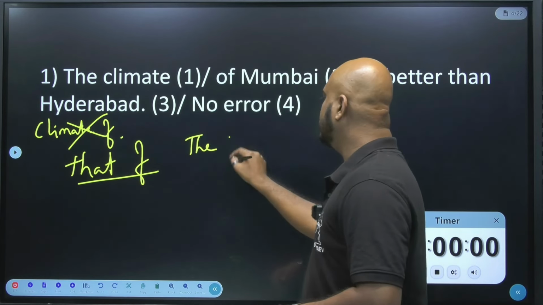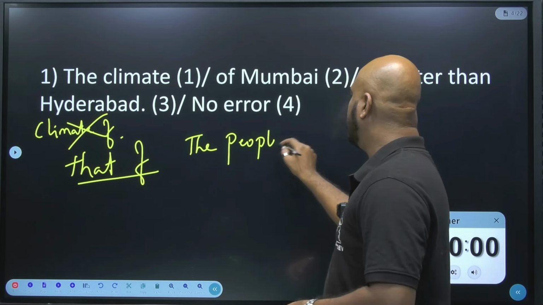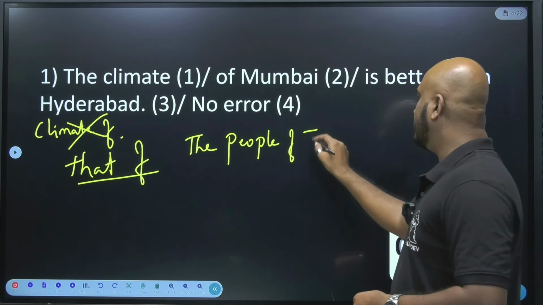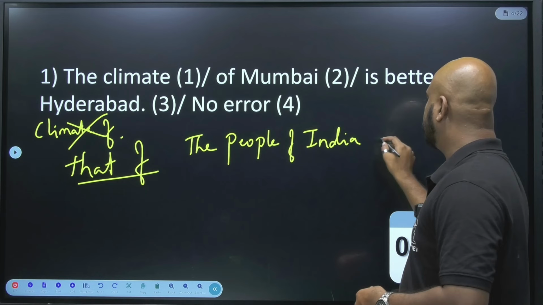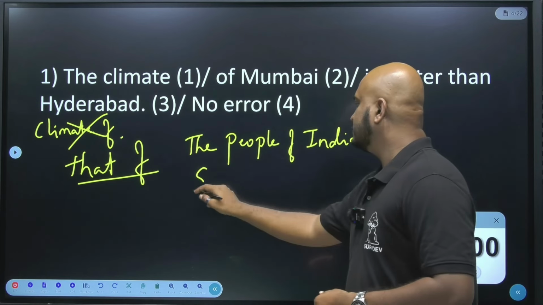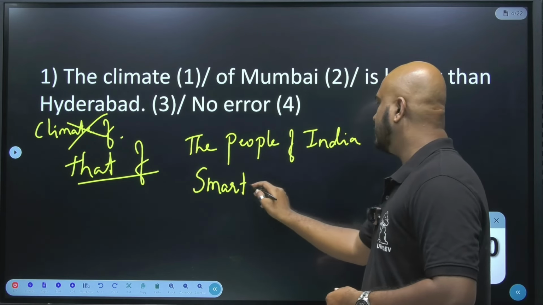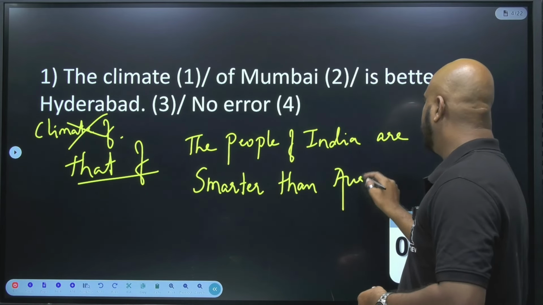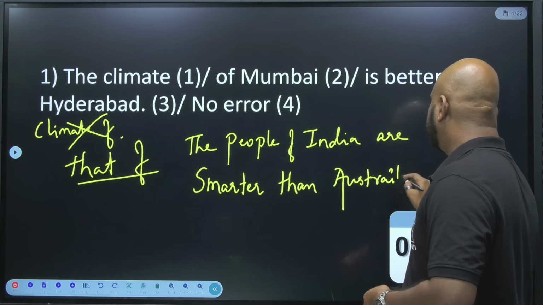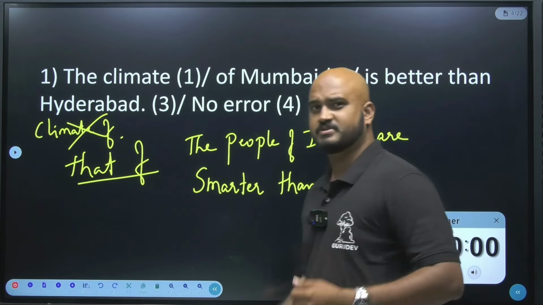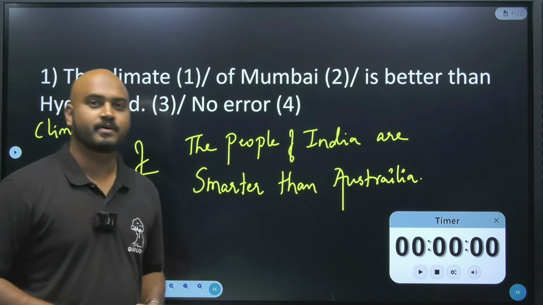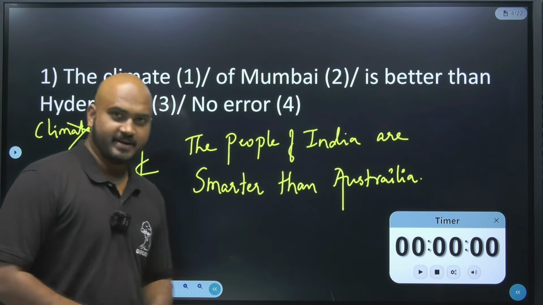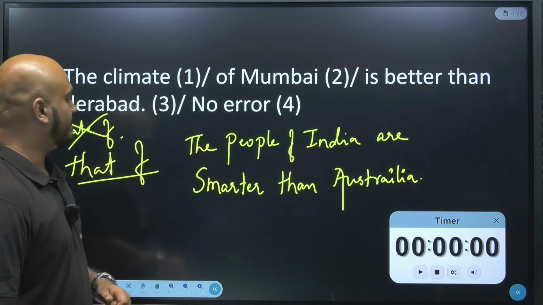The people of India are smarter than Australia. You already know why I'm using Australia. Yeah, just like you, even I'm dealing with the trauma of the World Cup final. All right, so let's go. The people of India are smarter than Australia.